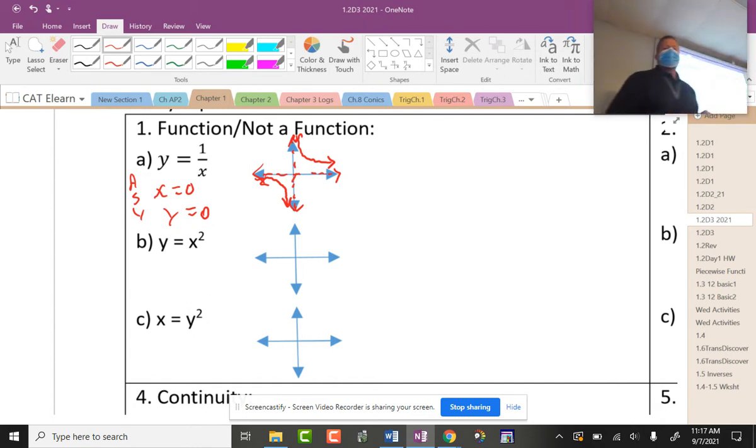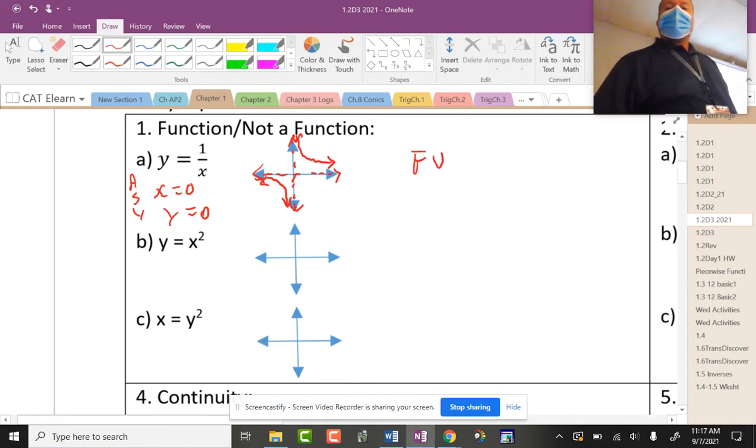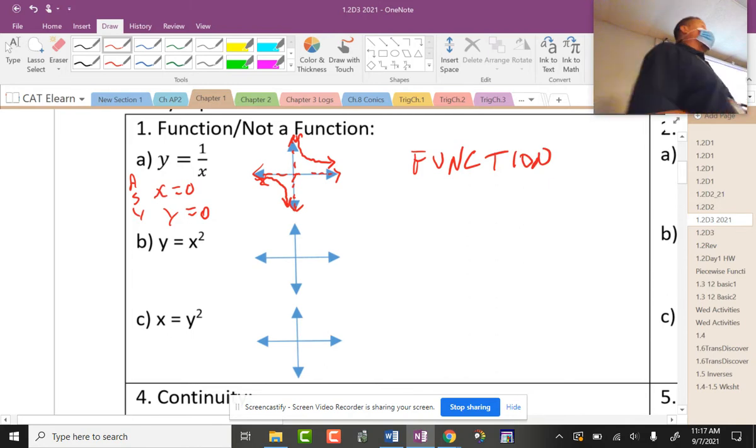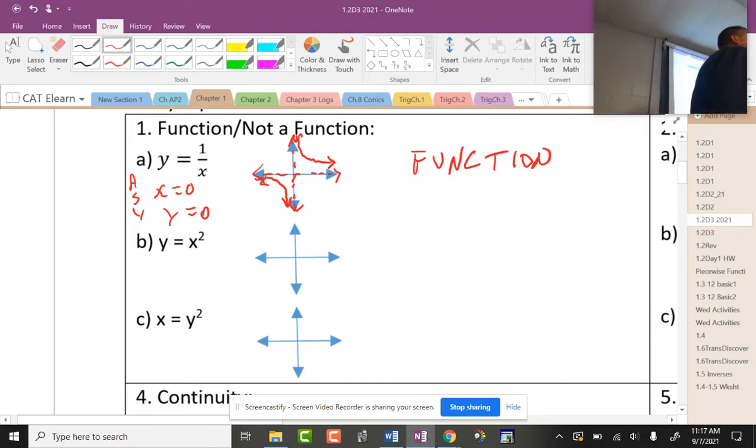Some things to know, by the way. But all we're playing is function, not a function. Is that a function, yes or no? Does it pass the vertical line test? And then here's one more thing. Is it a one-to-one function? Does it pass the horizontal line test? It is one-to-one.